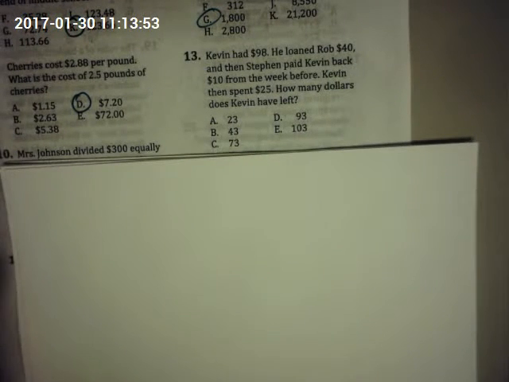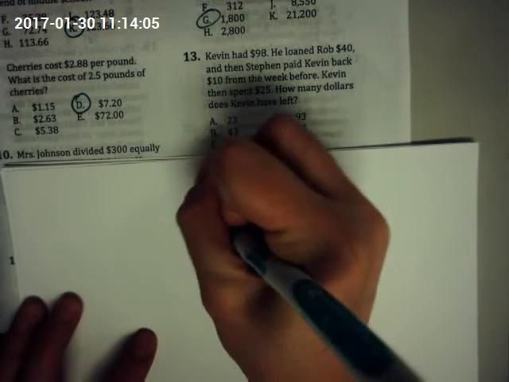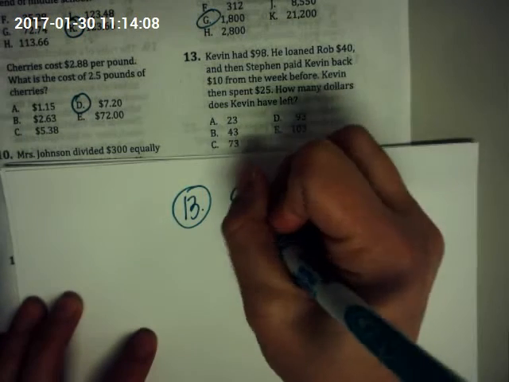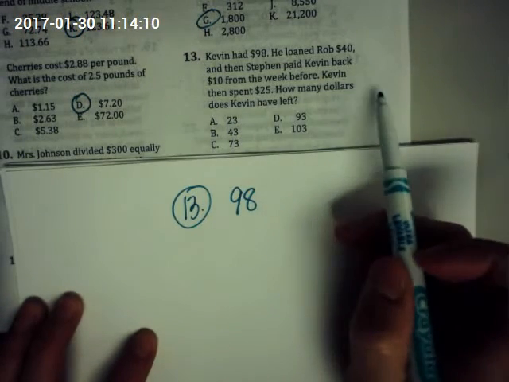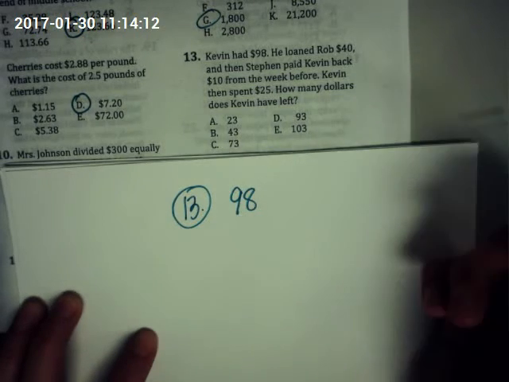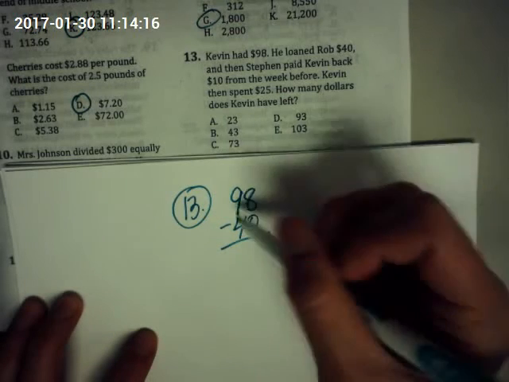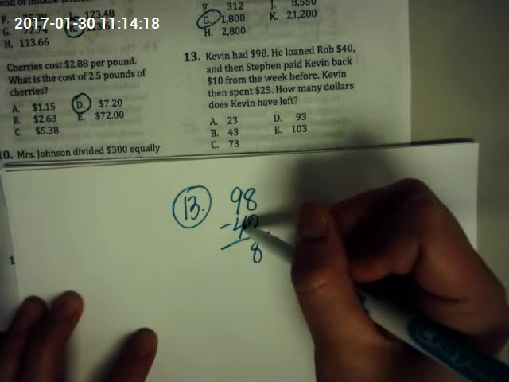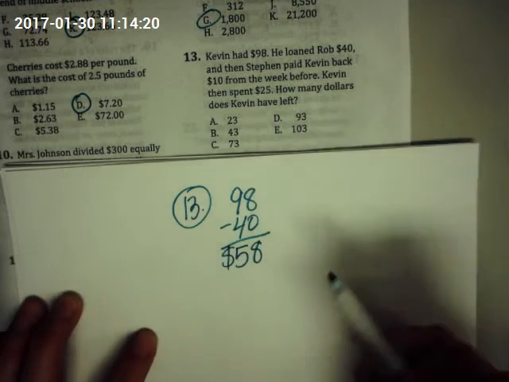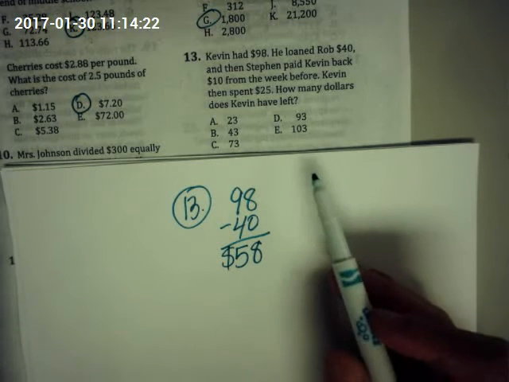Number 13. Kevin had $98. He loaned Rob $40, and then Stephen paid Kevin back $10 from the week before. Kevin then spent $25. How many dollars does Kevin have left? Okay, so we know Kevin had $98. He loaned Rob $40, so that means we're going to have to subtract that because he gave it away. So 8 minus 0 is 8, 9 minus 4 is 5, $58. So he had $58 after he loaned Rob $40.